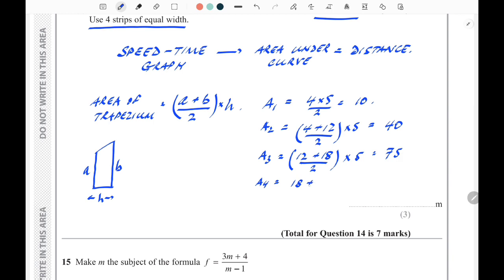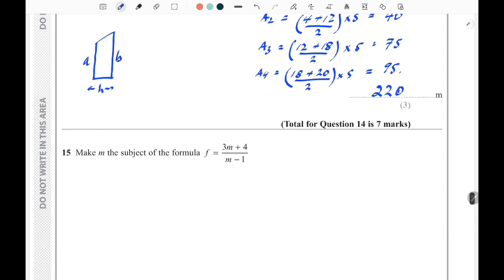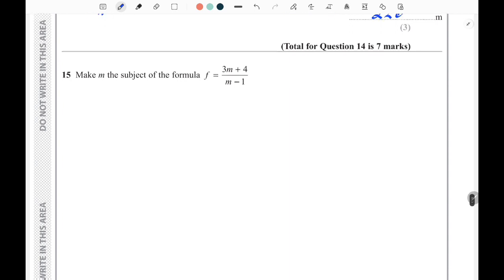And the next one is 18 plus 20 over 2, and again times 5, so 38, 39, 19 times 5, 95, and the sum of all of that, you come to 220, all right? So 220 meters, all right? And just add up all the different areas to give you the distance total. I've tried to do that as quickly as I can. Let's move on. Let's try and fit all of this in.